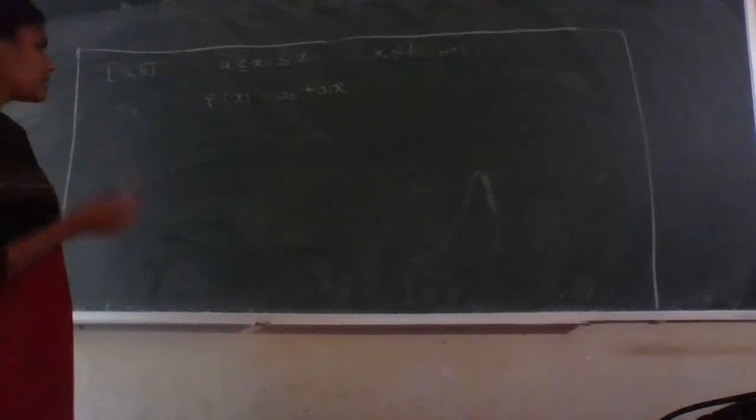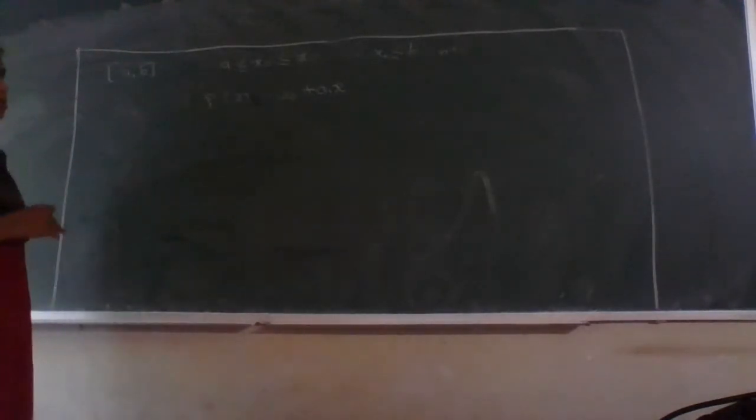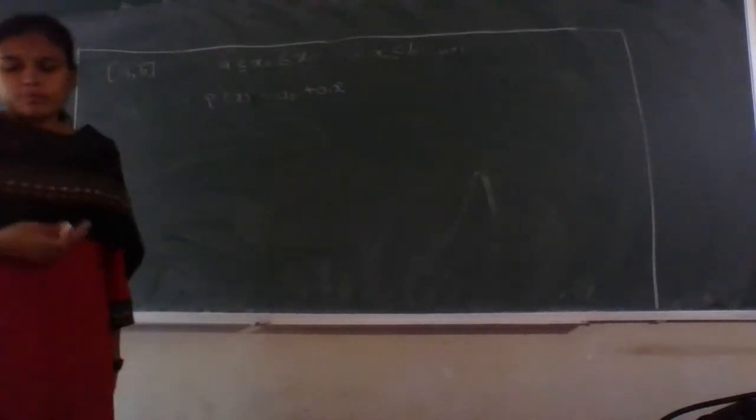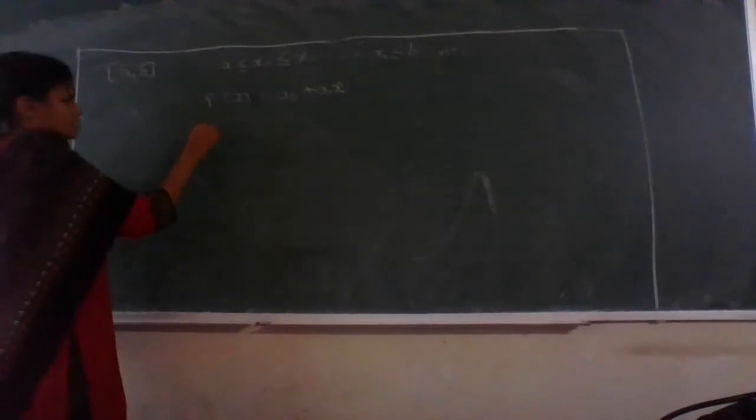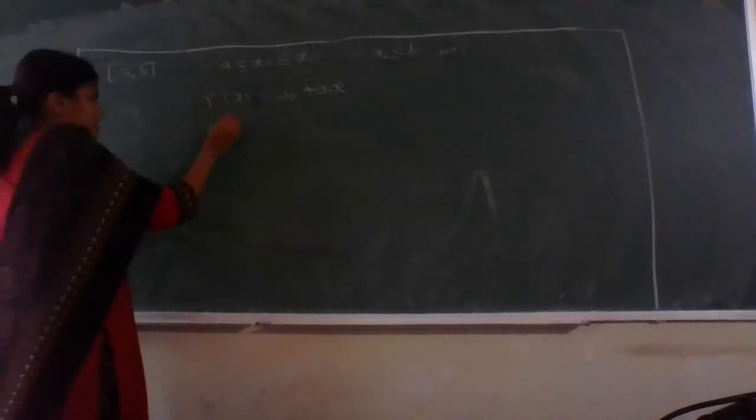That means we have to find a naught and a1 in such a way that they satisfy our conditions. What are our conditions? We are provided with these n plus 1 points and the corresponding values of y. So now let us find what points are given to us: x naught and x1.